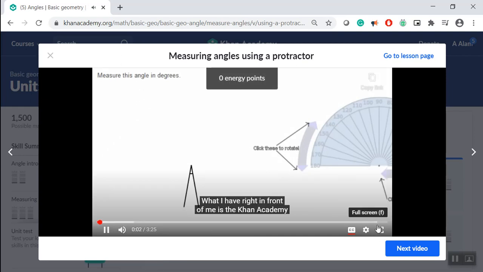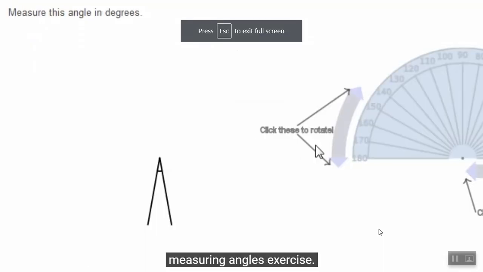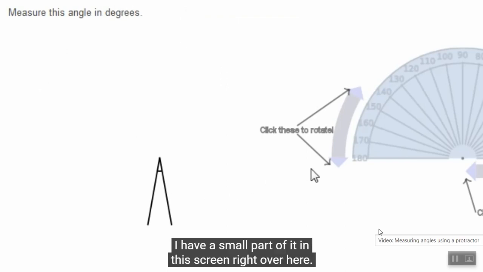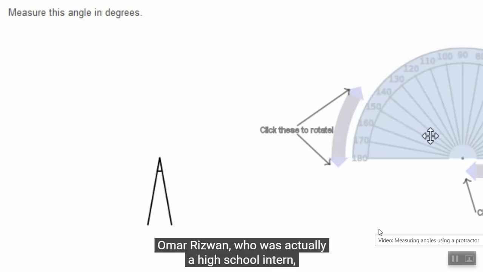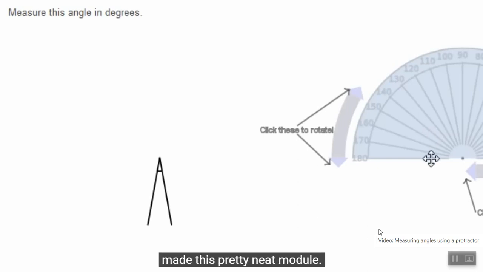Right, what I have right in front of me is the Khan Academy measuring angles exercise. I have a small part of it on this screen right over here, and it's a pretty cool exercise because it has this little virtual protractor that we can use to actually measure angles. And I want to give credit to the person who built this protractor, because I think it's pretty neat. Omar Rizwan, who was actually a high school intern, made this pretty neat module.